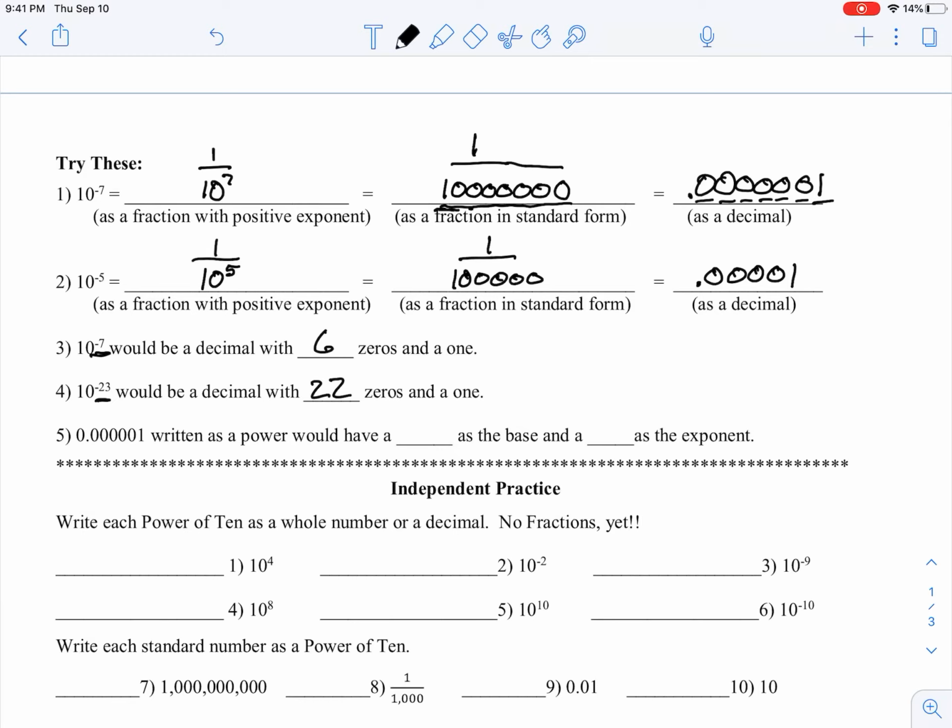So 0.000001 here, if we were to write it as a power, would have a 10 as its base, and for the exponent, well, we've got 1, 2, 3, 4, 5, 6 decimal places, so that would be a negative 6 as the exponent because this number is much smaller than 1 here.